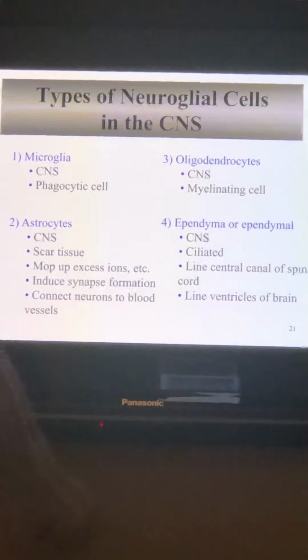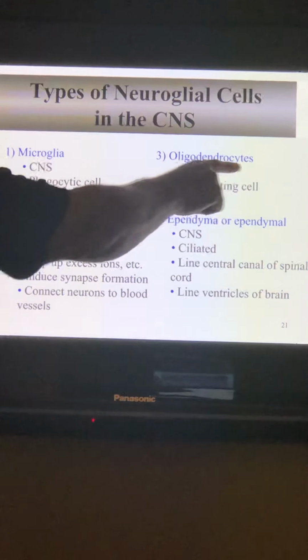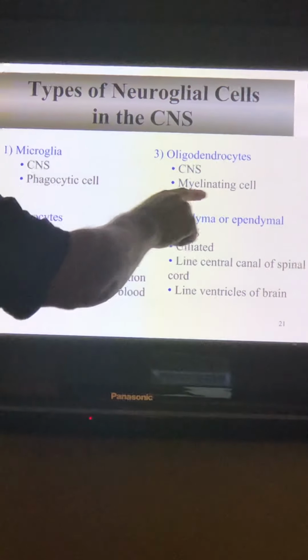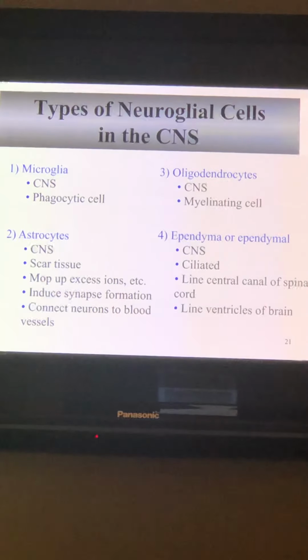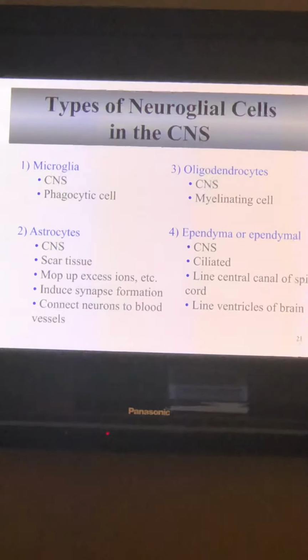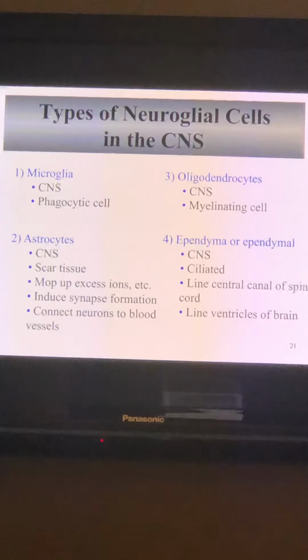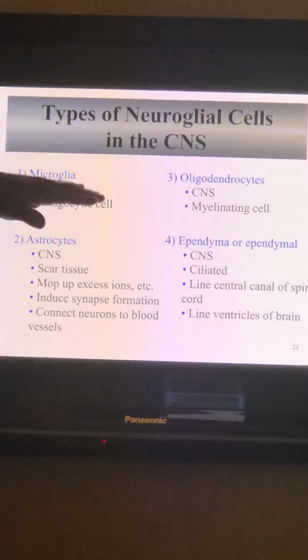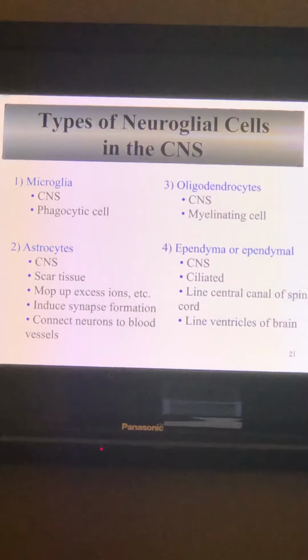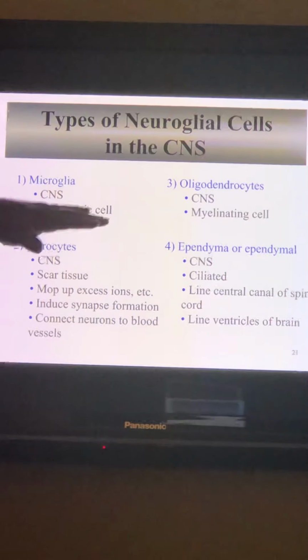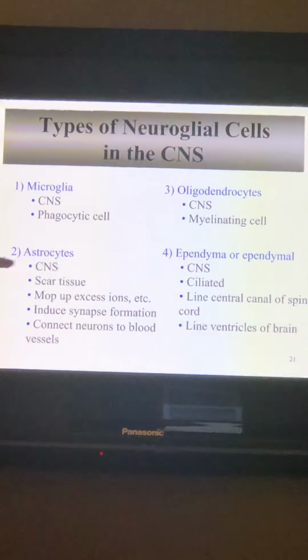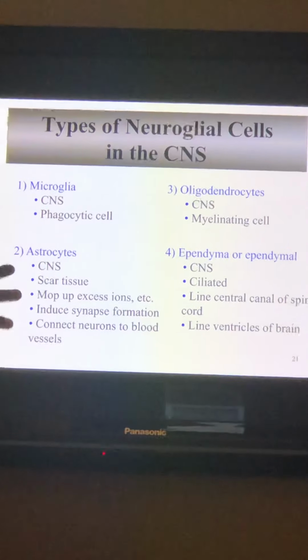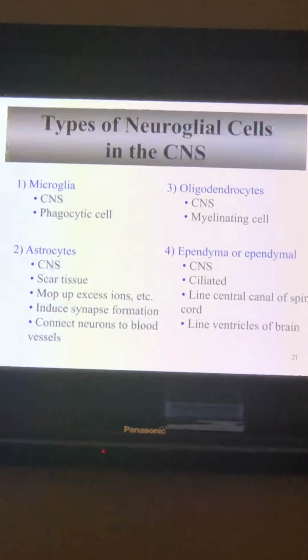In the central nervous system, I'm going to show you number 3 first. The oligodendrocyte is what puts myelin on those neurons in the central nervous system. So in the brain and the cord, that is what is myelinating the neuron. Microglial cells are the garbage man of the nervous system, and I would know it that way for the test. They eat things, eat the debris. They are phagocytes.